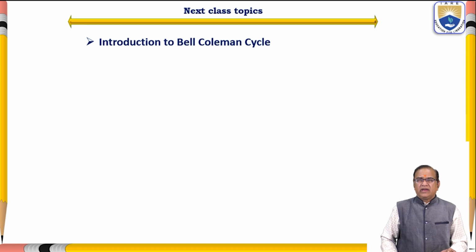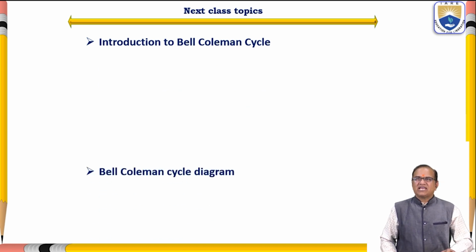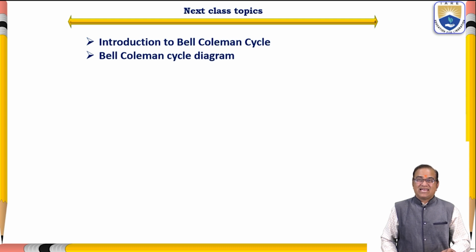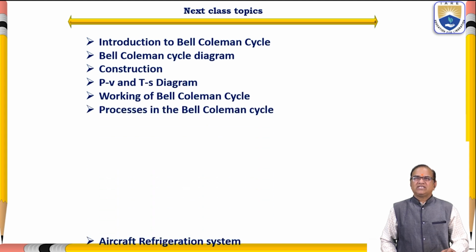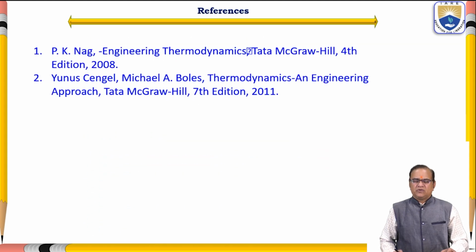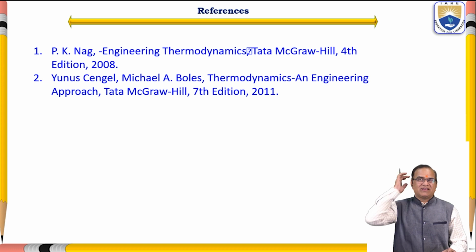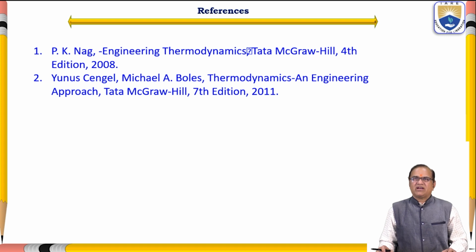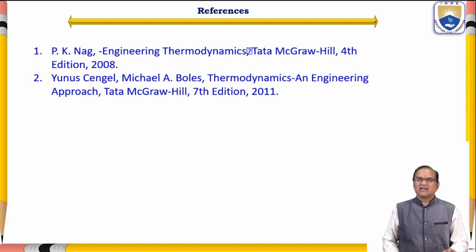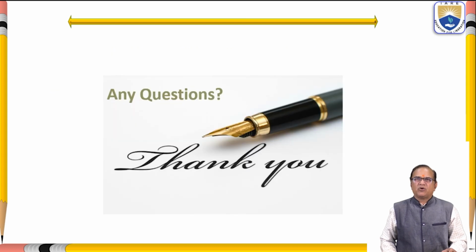In the next class we will see the introduction to the Bell Coleman cycle, the Bell Coleman cycle diagram, construction, PV diagram and working. We will also do some numericals on this. These are the references: P.K. Nag, Engineering Thermodynamics, McGraw-Hill; Yunus Cengel and Michael Boles, Thermodynamics: An Engineering Approach.